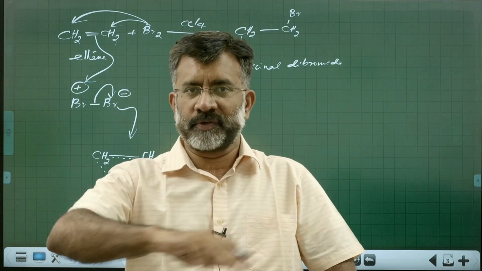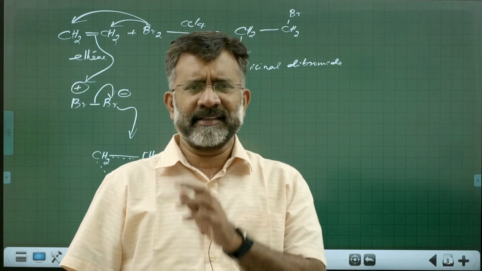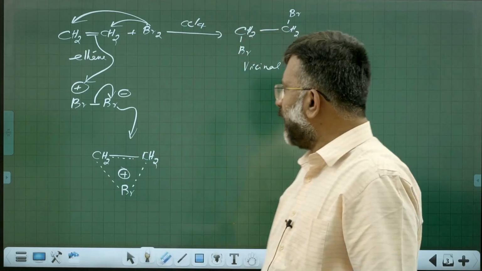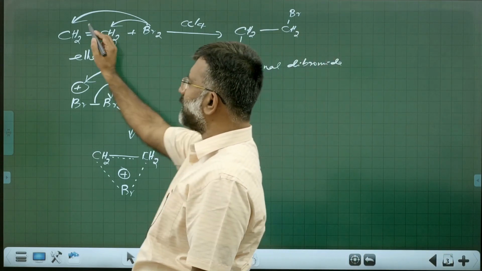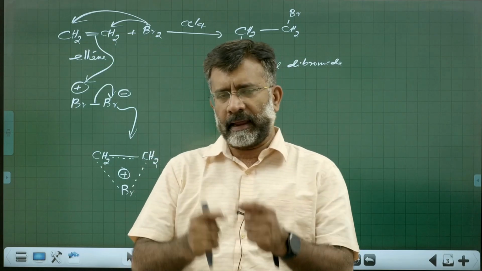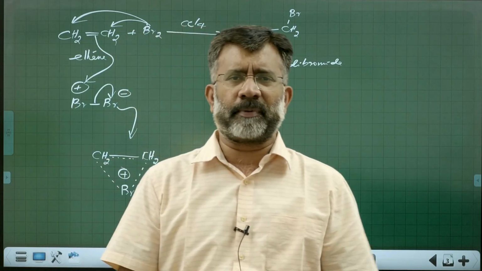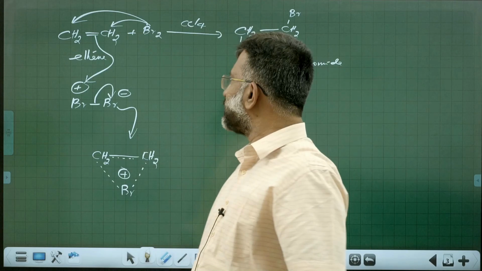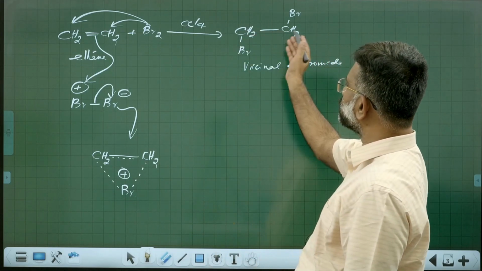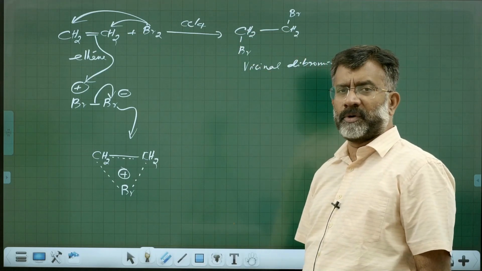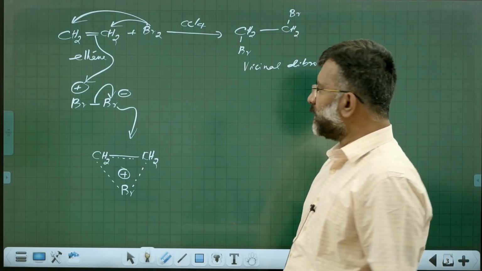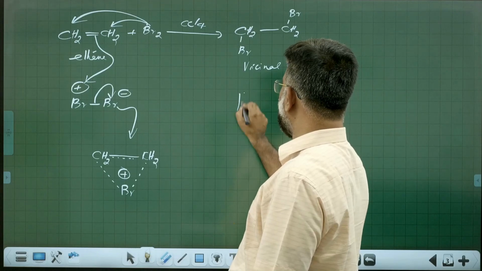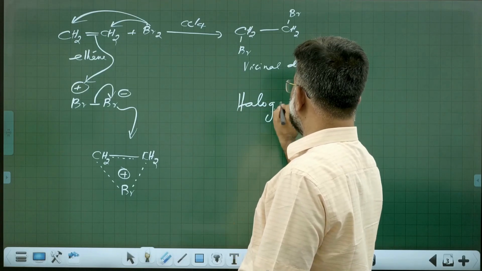It is a test for unsaturation. These things were already learned, and there is nothing more to discuss if you are taking a symmetric alkene like ethene. Ethene added with bromine gives only one product, 1,2-dibromoethane. Right? This reaction may be called a halogenation reaction.